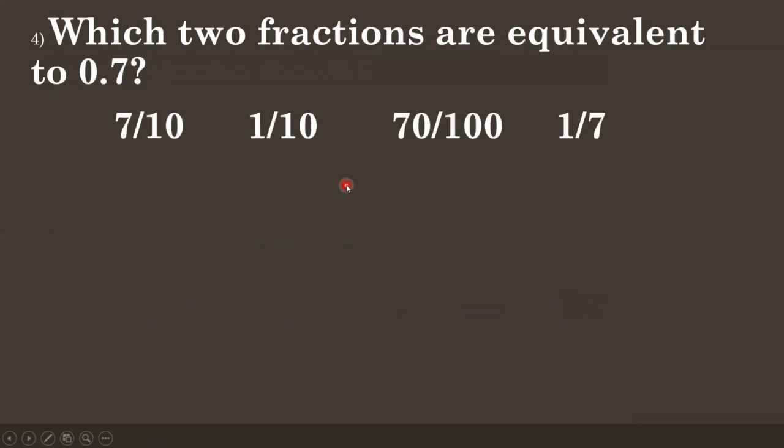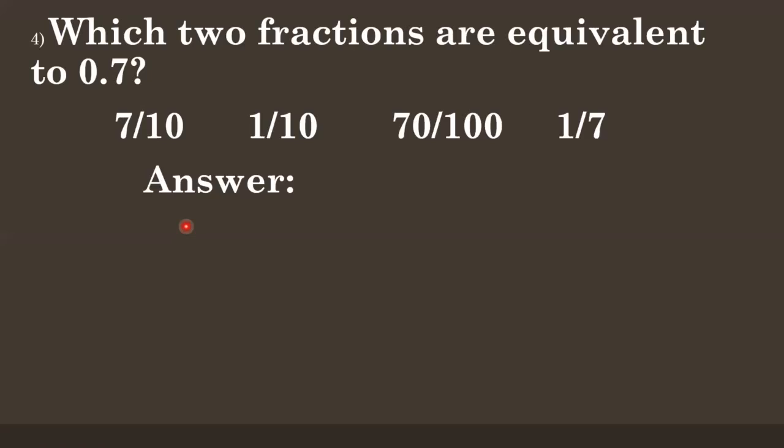Let's see what fractions are given here. The first one is 7 by 10. Next is 1 by 10. Next is 70 by 100. And here it is 1 by 7. So shall we start doing the answer part? What about 7 by 10? That we know thoroughly, right? 7 by 10 is equivalent to 0.7. So 7 by 10 is an answer.